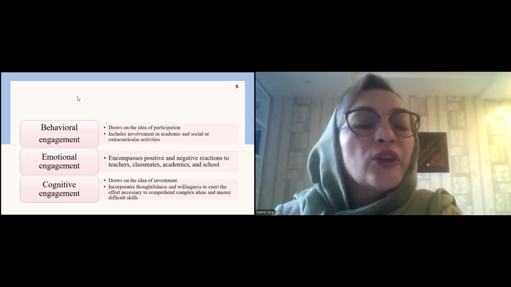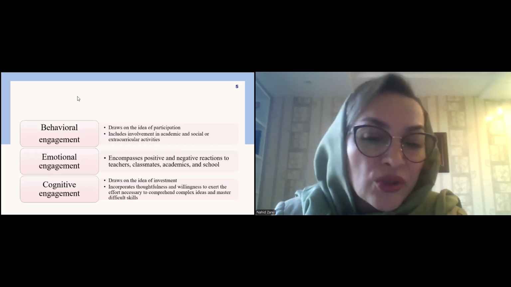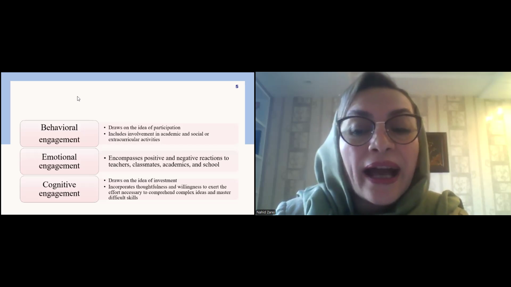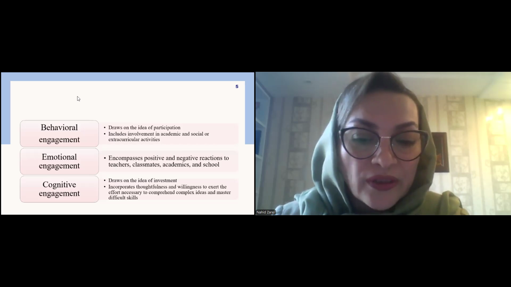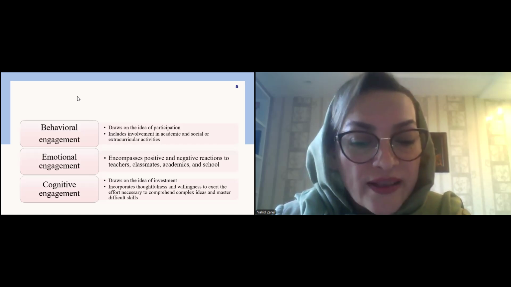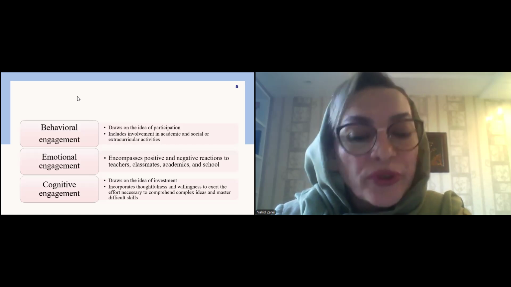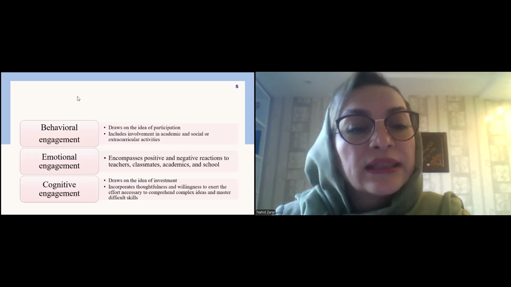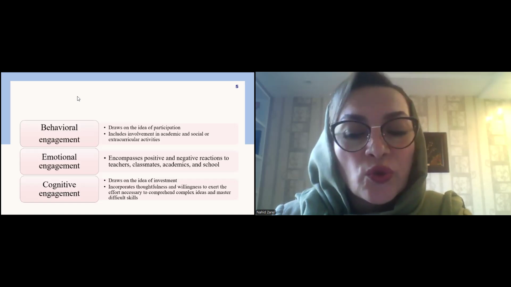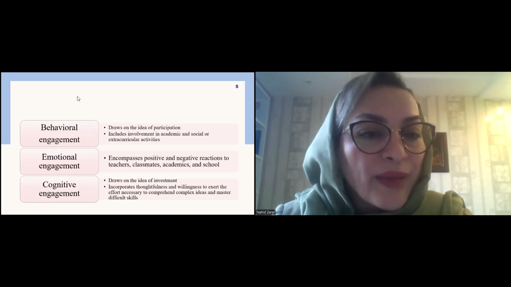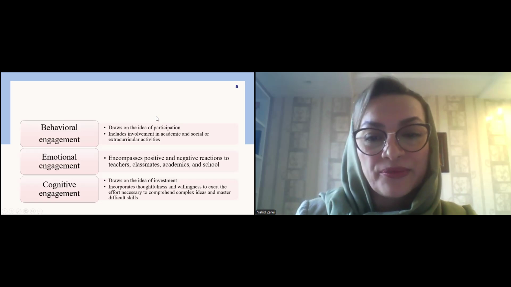Emotional engagement encompasses positive and negative reactions to teachers, academics, and schools. And cognitive engagement draws on the idea of investment. It incorporates thoughtfulness, willingness to exert the effort necessary to comprehend complex ideas and master difficult skills.